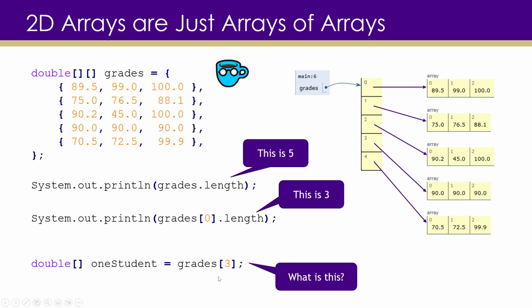And so when we do this, we're taking the reference, right? This line, this leash that's connected to the array, we're taking that and copying it into one student. So this reference is going to get copied and stored in one student. So one student is also going to point to this object, right? See, now grades index 3 and one student are pointing to the same object. Okay? So 2D arrays are just arrays of arrays, right? That is what I wanted to illustrate.